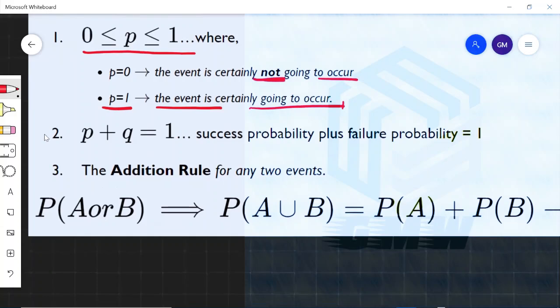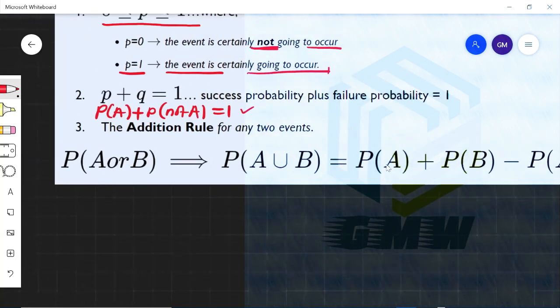Then another one, this one we saw it. We saw that probability of success plus probability of failure, the answer is 1. This is the same as saying probability of A happening plus probability of A not happening, the answer is 1. Remember complementary events? Aha. That's exactly what we are talking about.